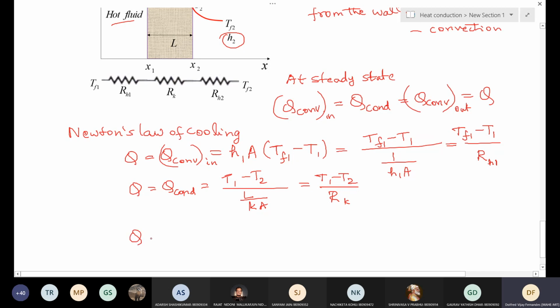And then convection out. Any questions? No, right? Okay. So H2 is the... Nachiketa, yeah. Since the wall and the fluid are in contact, shouldn't their temperatures be the same?